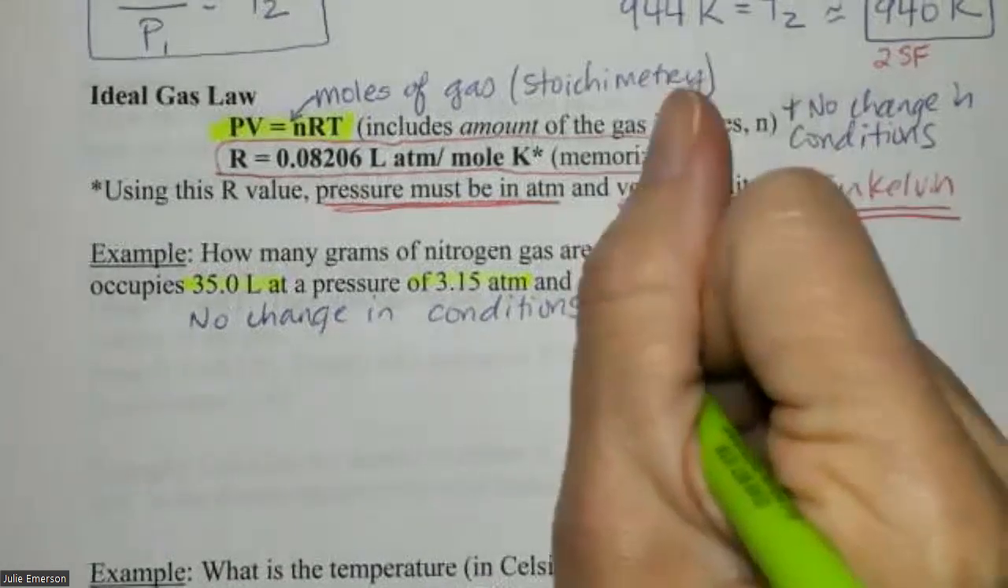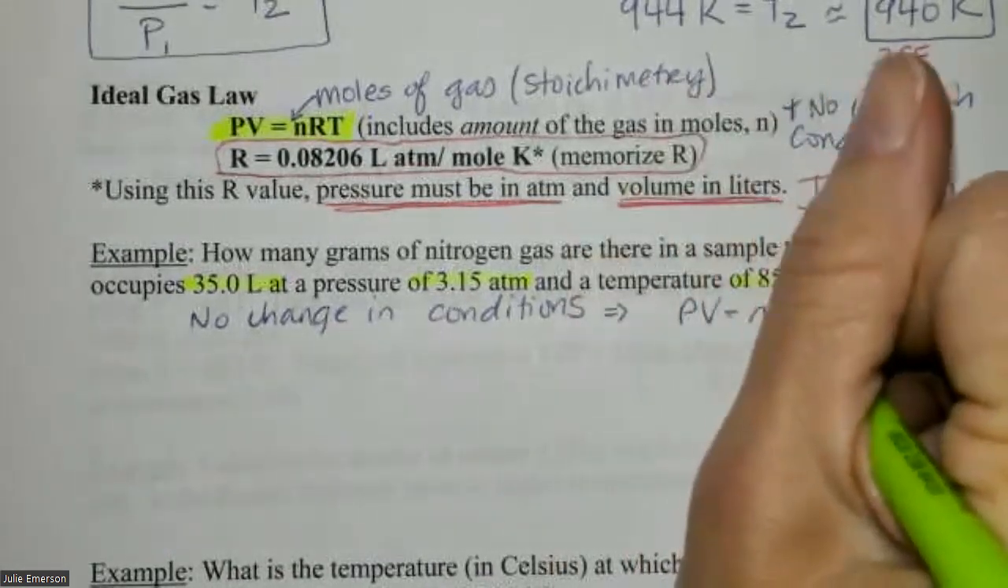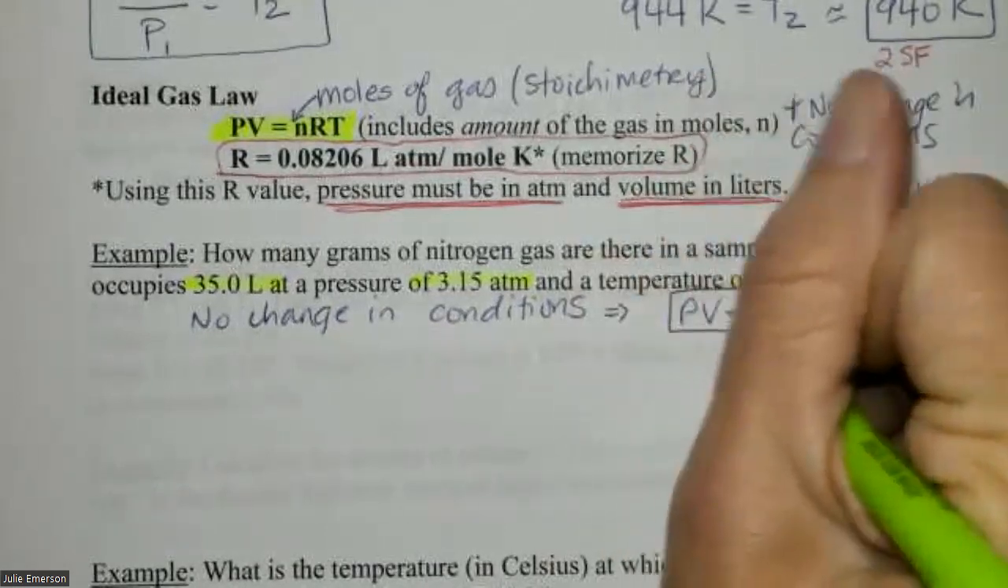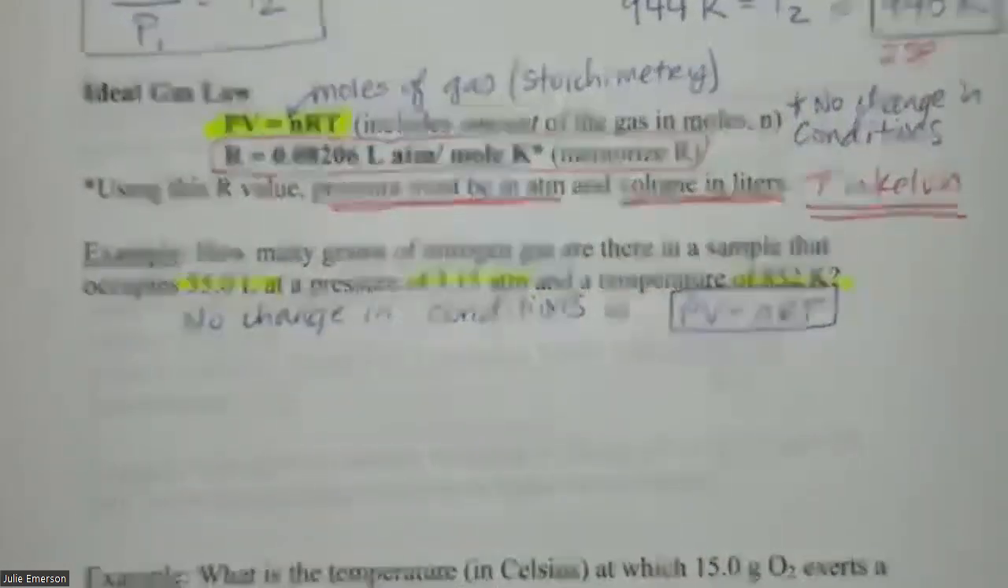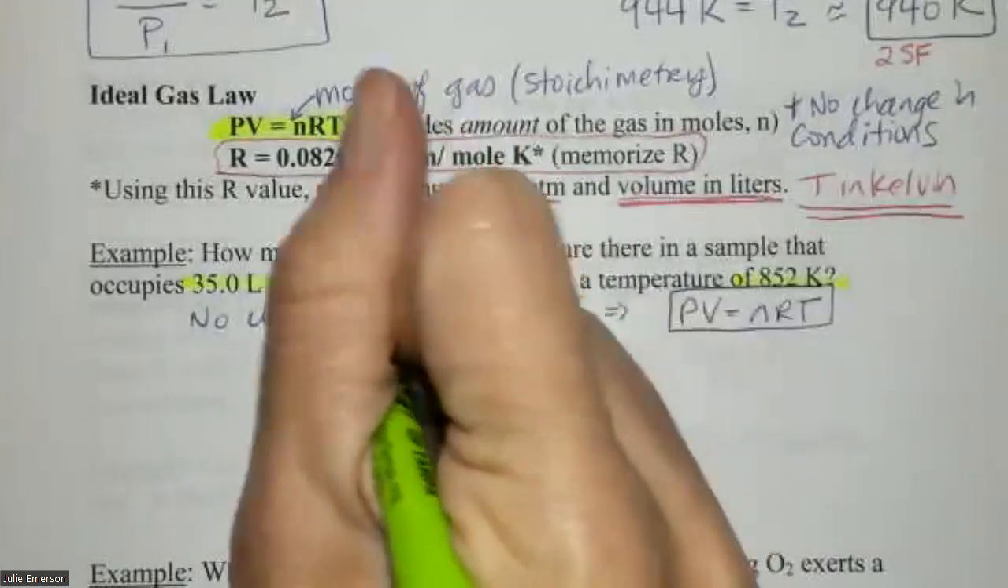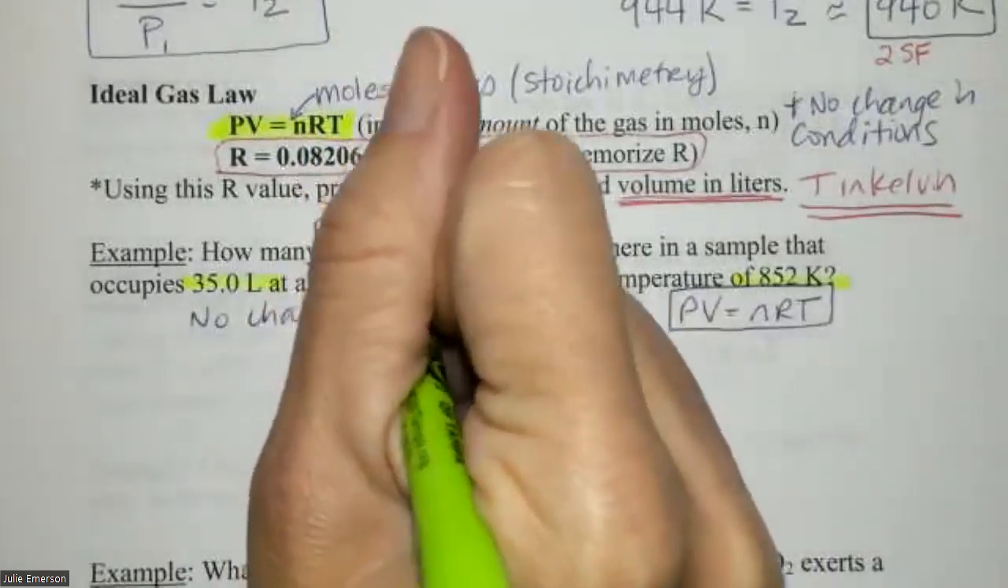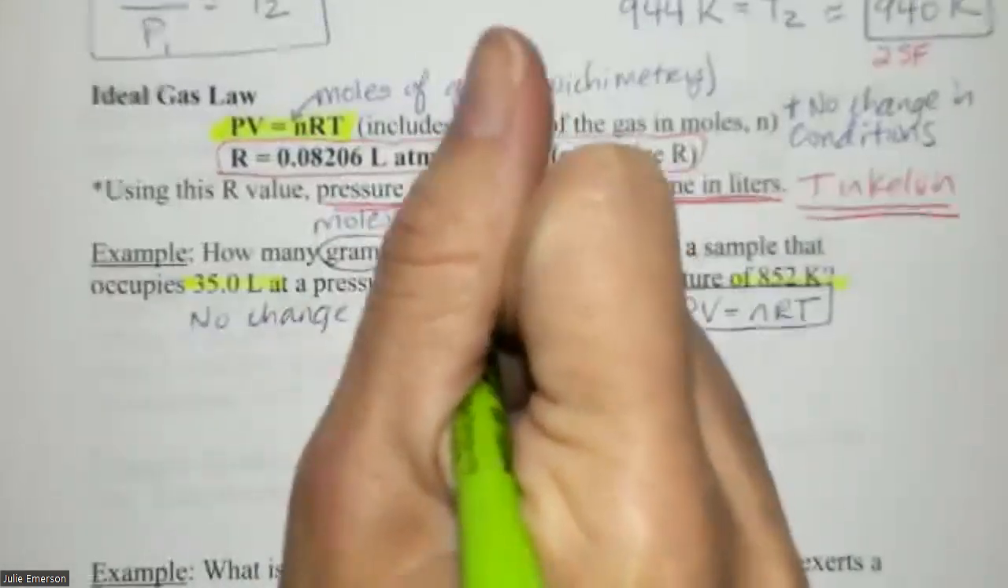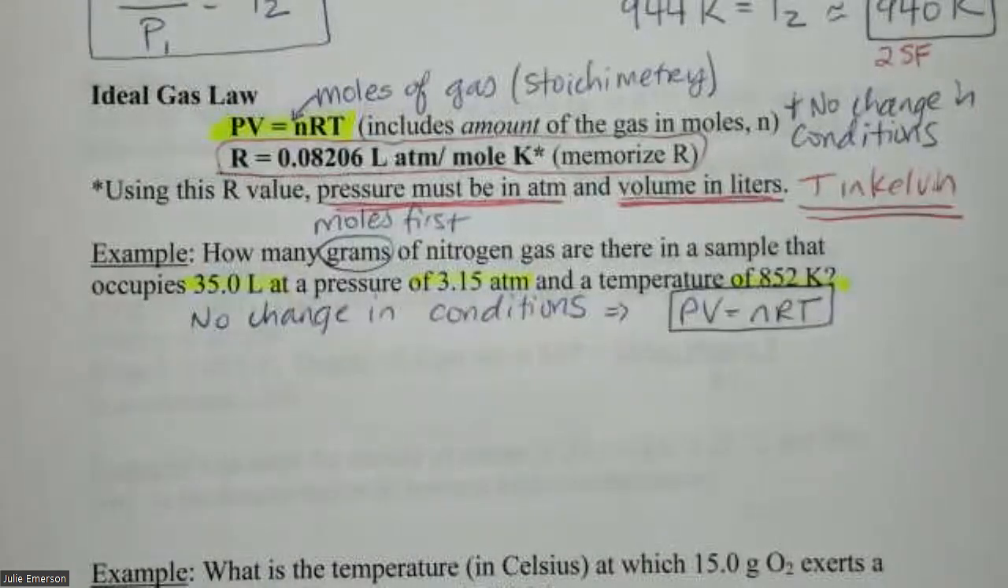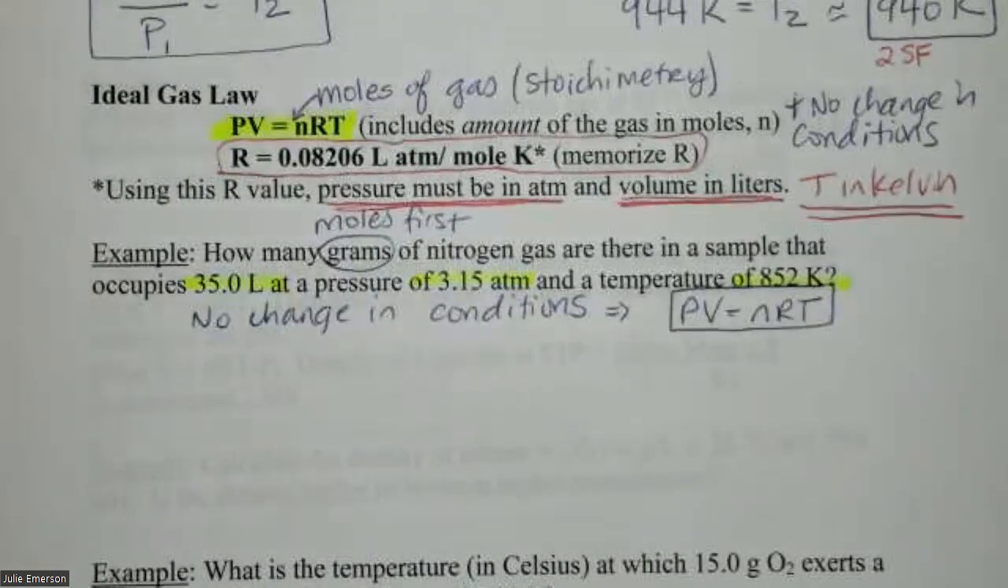The other thing that we have going for us here is that it's looking at the grams of the gas. And so if we want grams, just know that that is something we should be able to easily do if we know moles, right? So if we can find moles using PV equals nRT, then we can easily convert that to grams using molar mass.